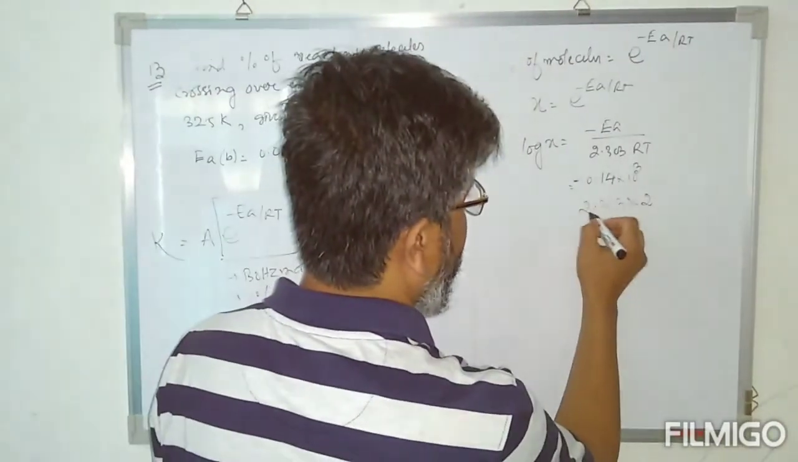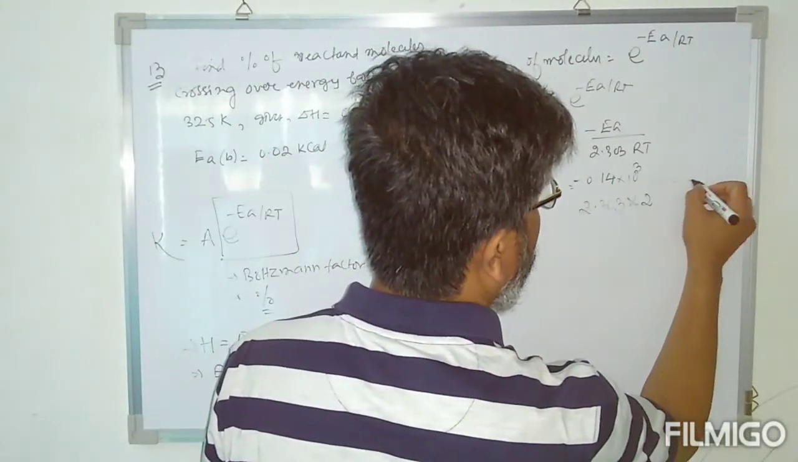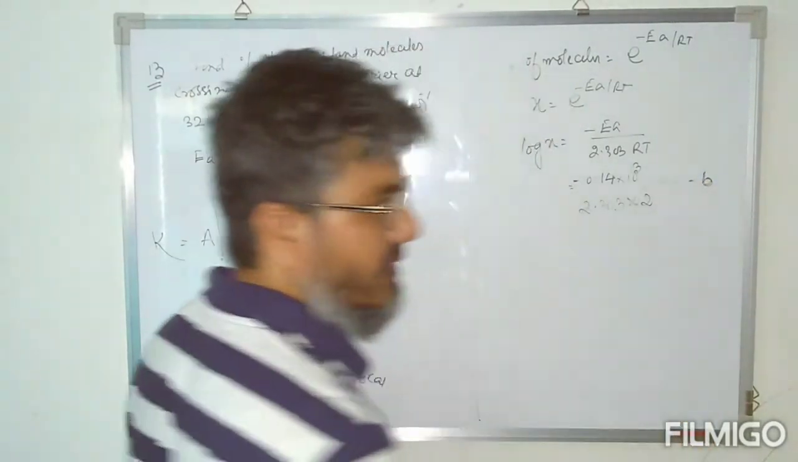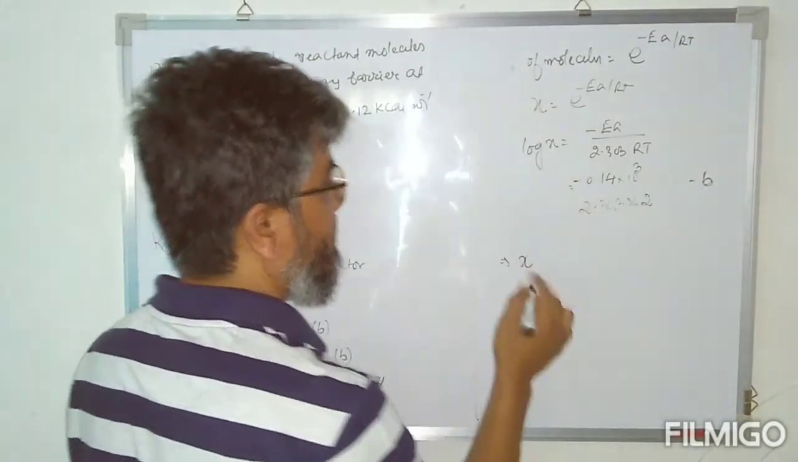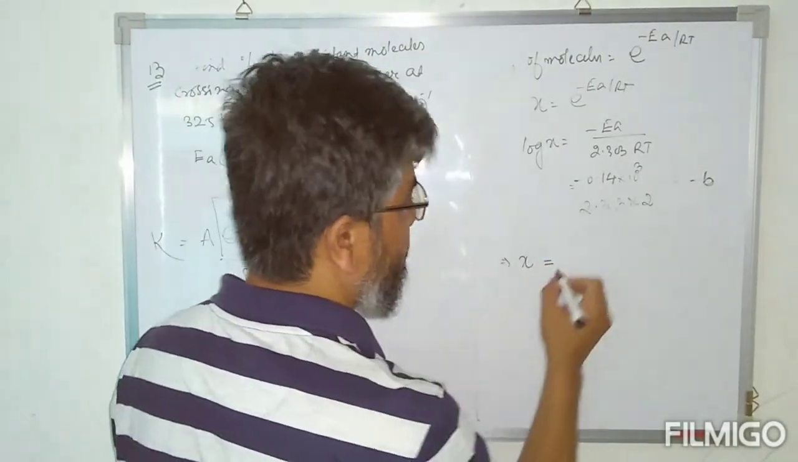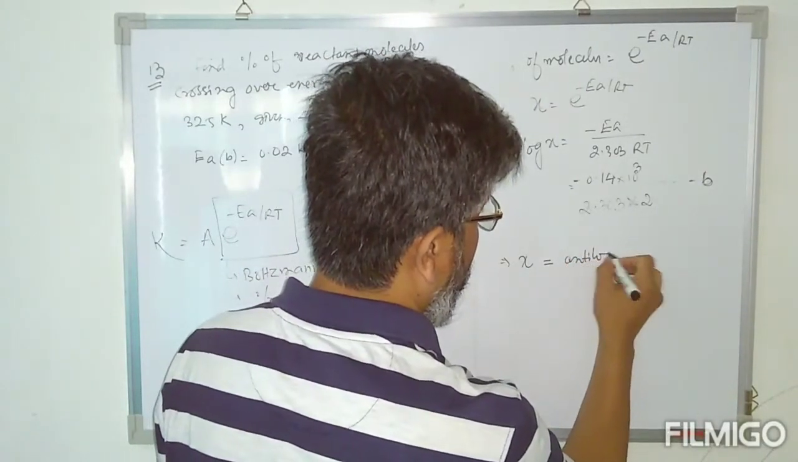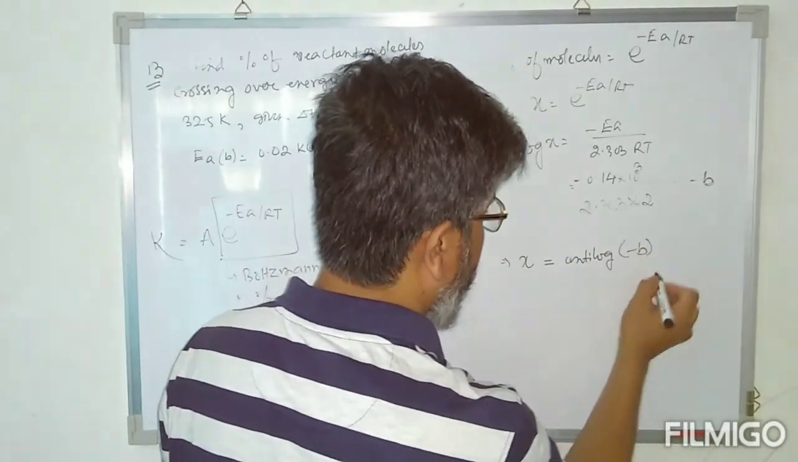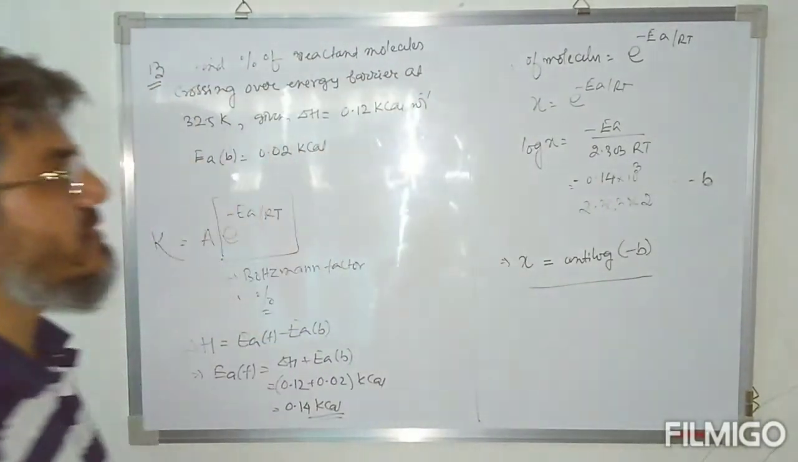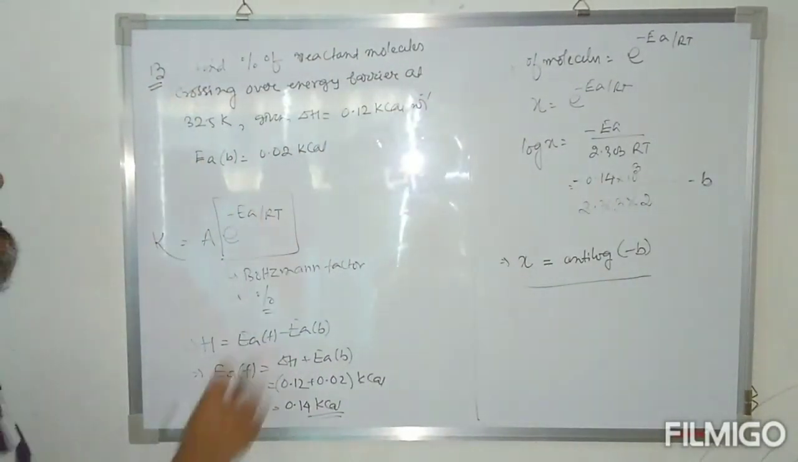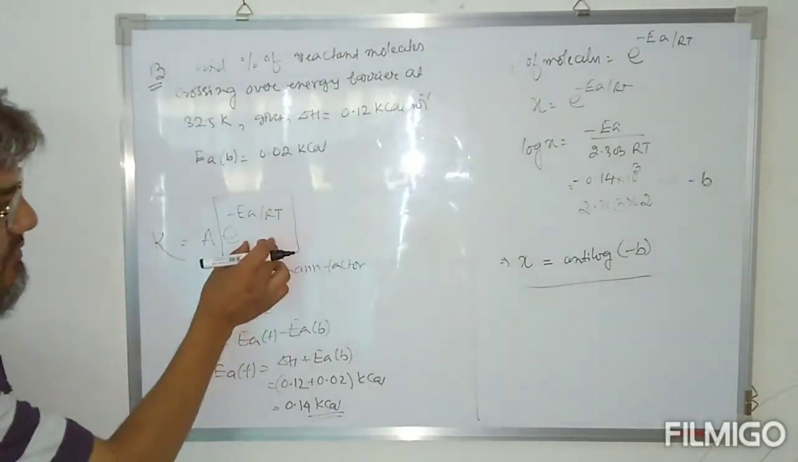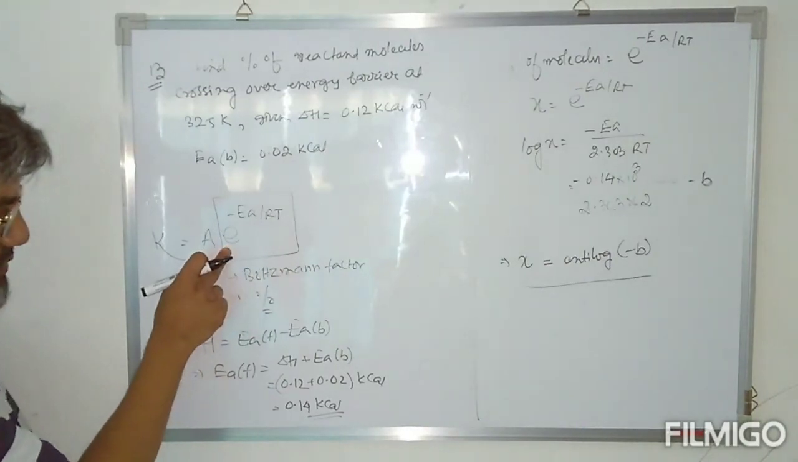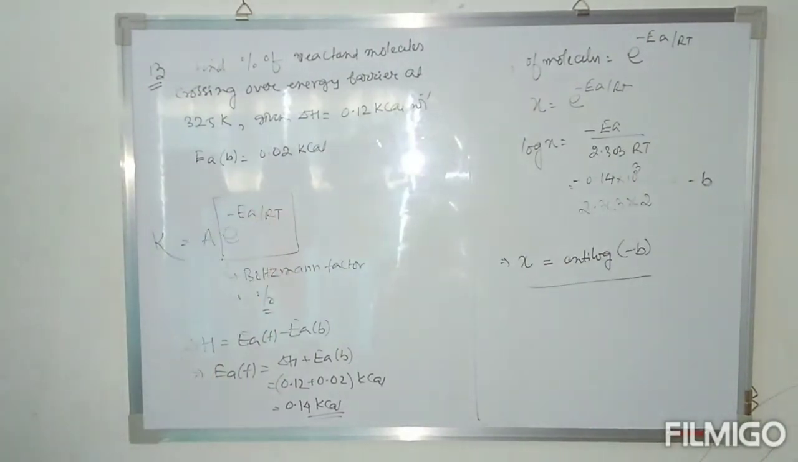Let this value of log X be, suppose, some minus D. Therefore X, which is nothing but the fraction of molecules, is equal to antilog of minus D. This is the fraction of molecules crossing this energy barrier at this given temperature. So the fraction of molecules is nothing but this Boltzmann factor, which is exponential raised to the power minus Ea by RT. You have to find this fraction.